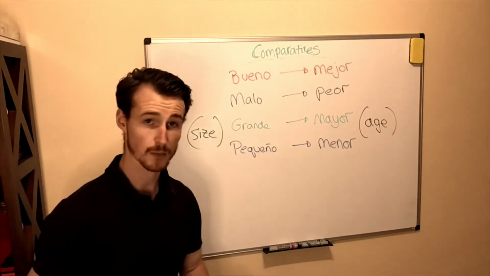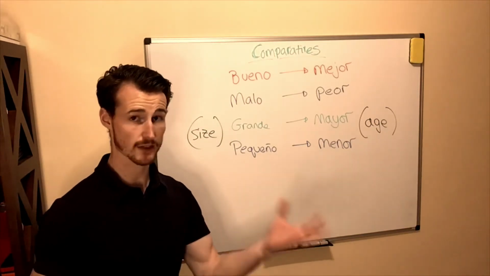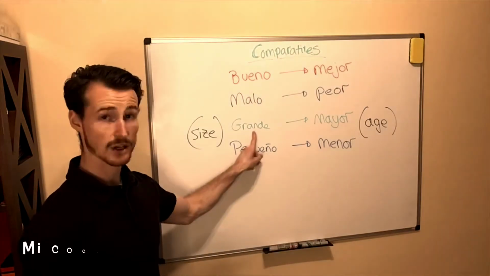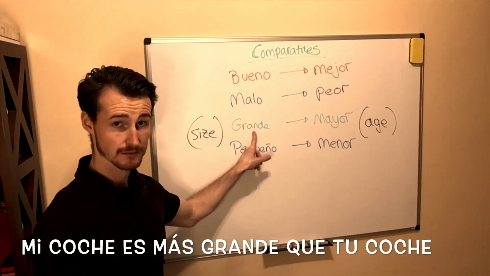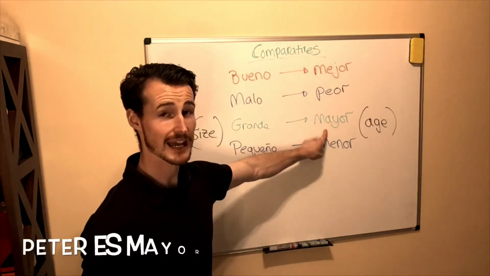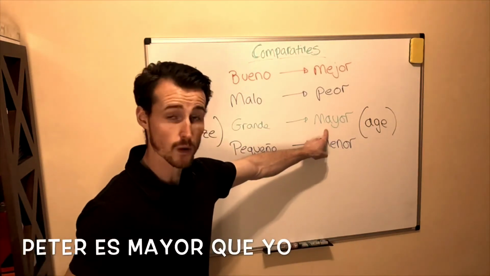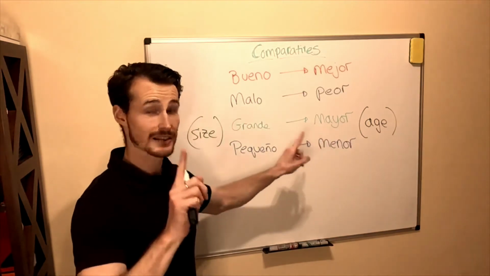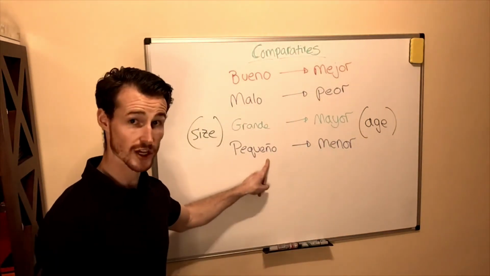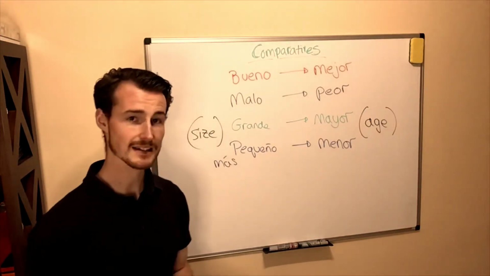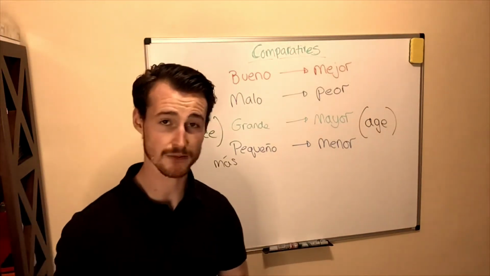For example, my car is bigger than yours. Mi coche es más grande que tu coche. Peter es mayor que yo. Peter is older than me. But his car is smaller. Su coche es más pequeño. Okay, I hope you liked the video today, guys.